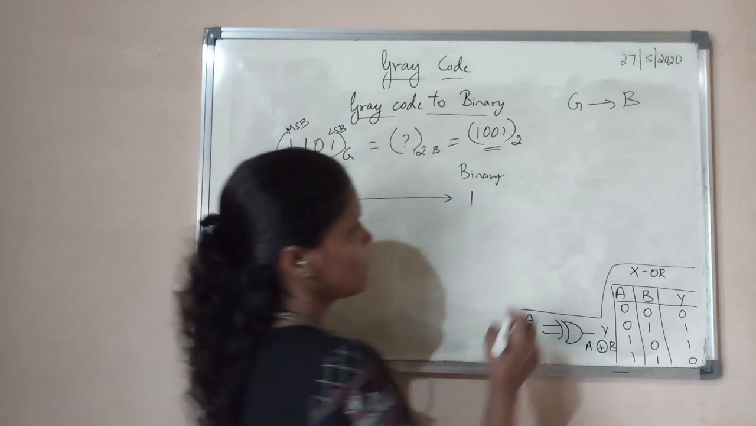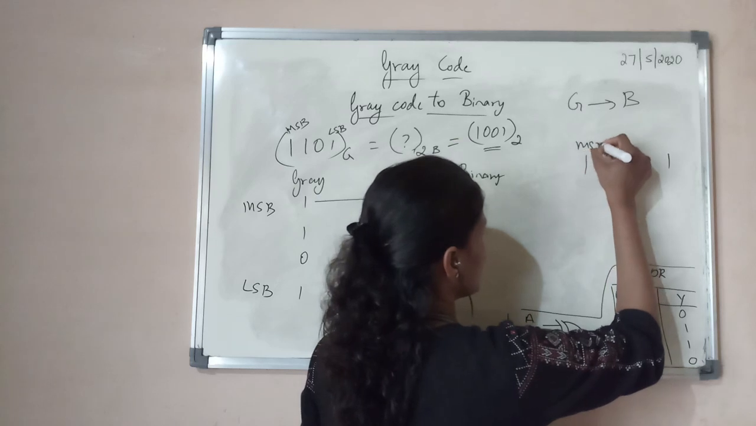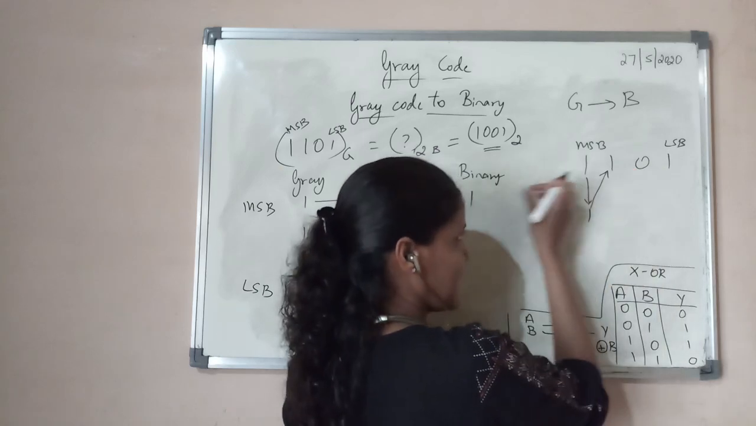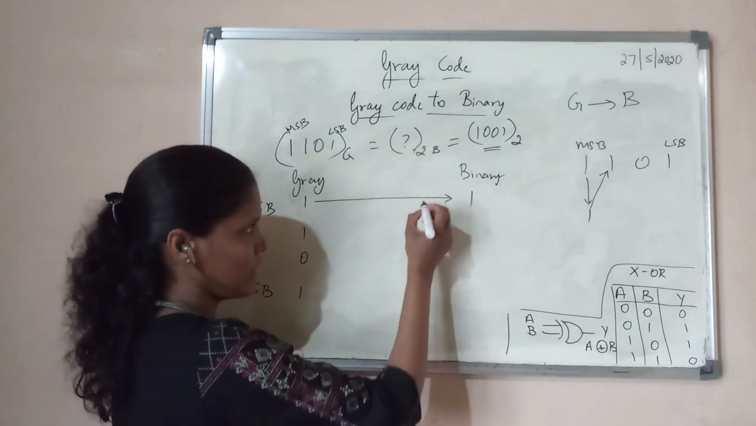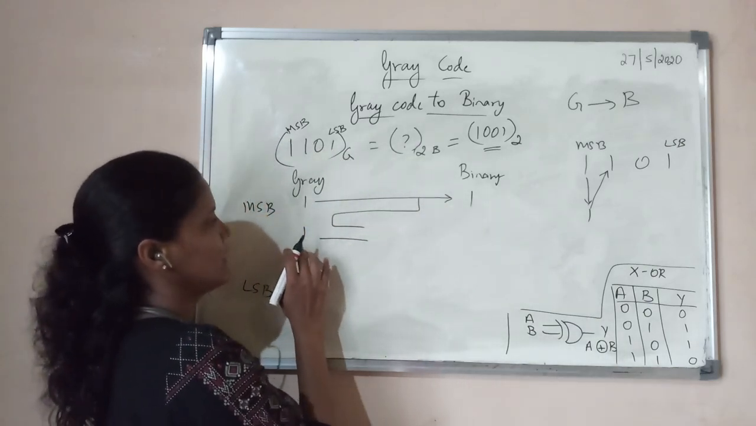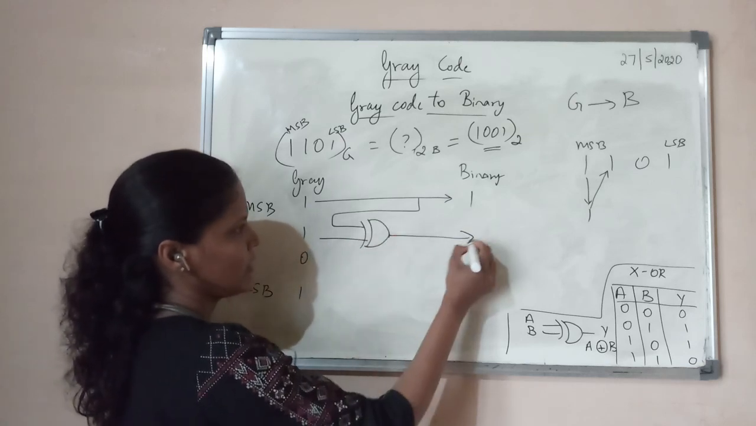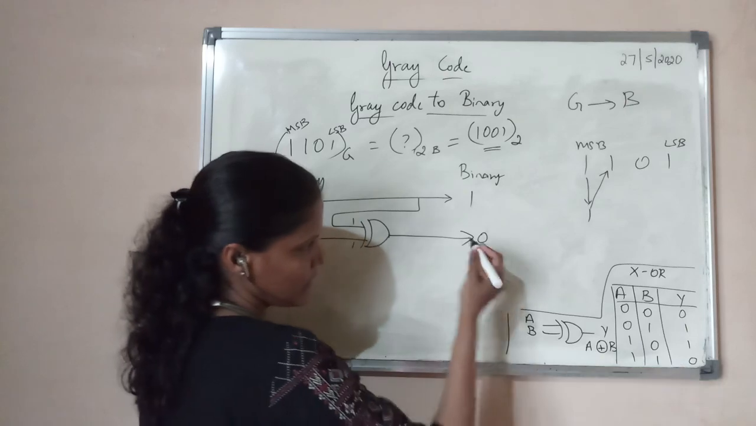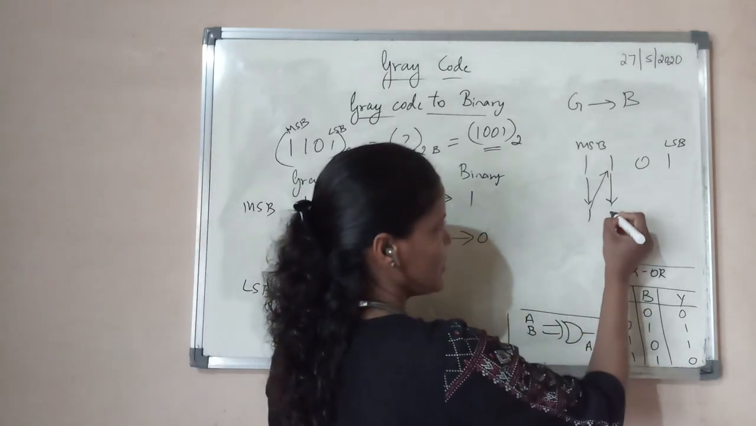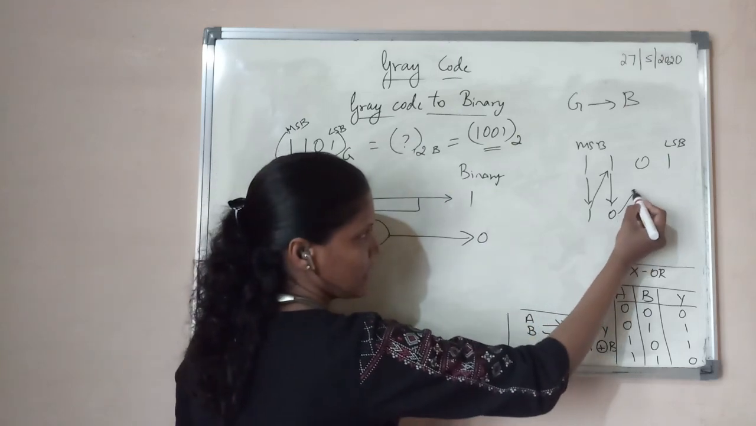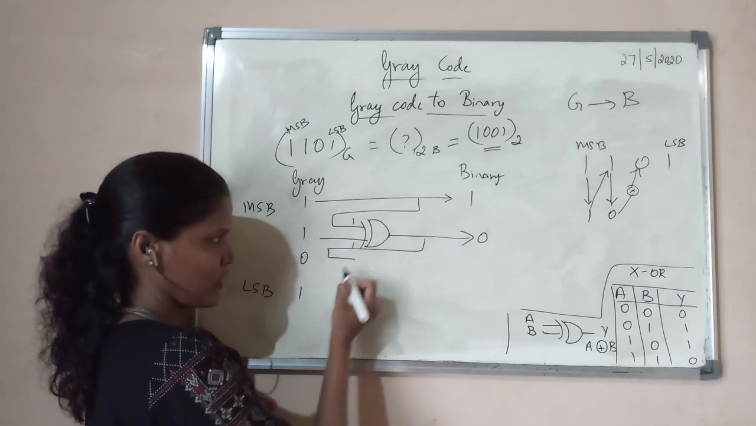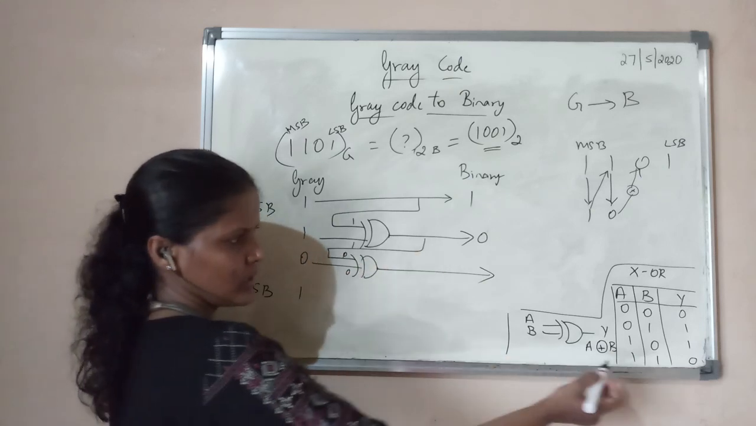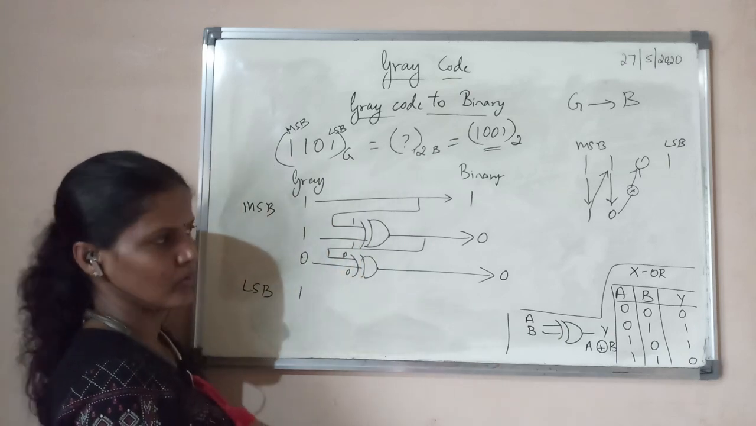Here the MSB of the binary and the second MSB of the gray code must be XORed in order to get an output. This value is 1 and this value is 1; 1, 1 gives 0. Then this answer is taken as one input and the next gray bit as another input and XORed: 0 and 0, the output is 0. Clear?